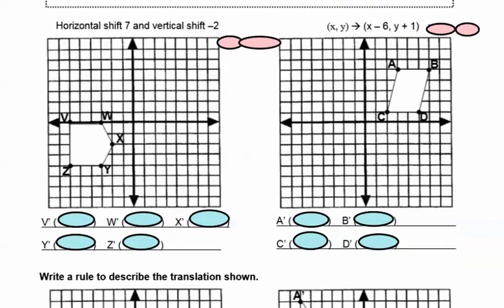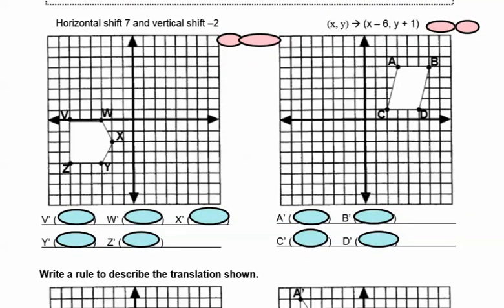Let's look at this first example. We want a horizontal shift of 7 and a vertical shift of -2. For the horizontal shift of 7, we move right or left, we move horizontally, like the horizon. It's positive, so we're going to move to the right 7. And then for our vertical shift of -2, remember vertical goes up and down. It's negative, so we're going to move down 2.